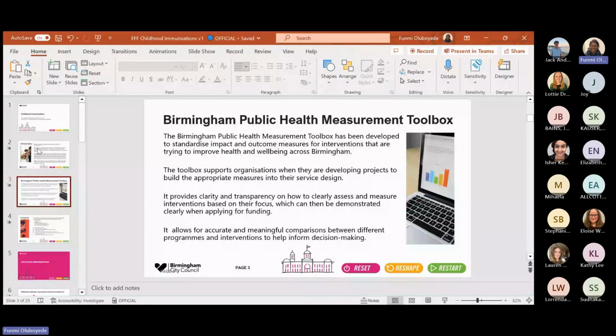So our public health measurement toolbox is being developed to standardise impact and outcome measures for interventions that are trying to improve the health and well-being of our citizens across Birmingham. The toolbox supports organisations when they're developing projects to build the appropriate measures into their service design, and it provides clarity and transparency on how to clearly assess and measure the changes which can be demonstrated when applying for funding. It allows for accurate and meaningful comparisons between different programmes and interventions, and it helps inform decision making.